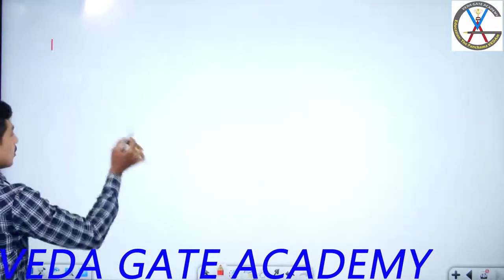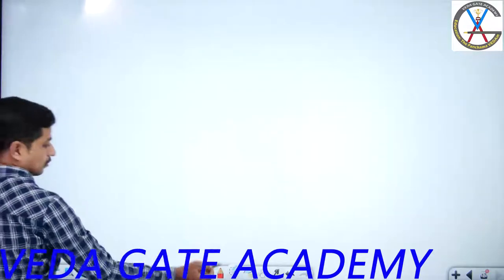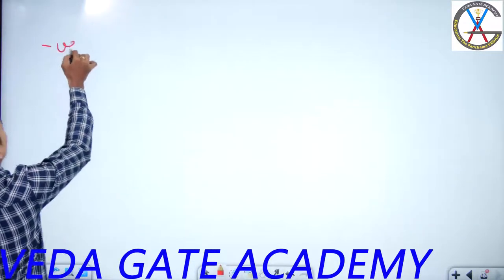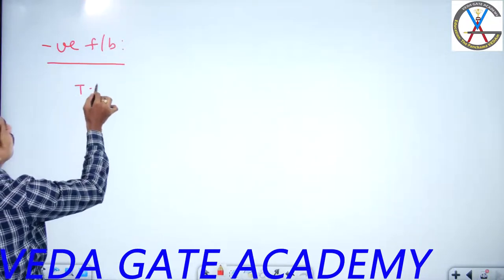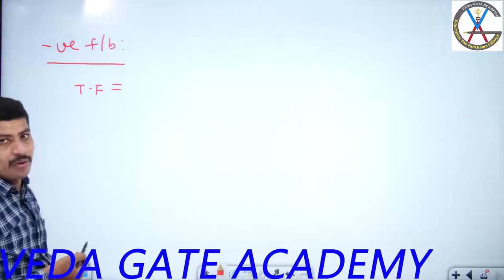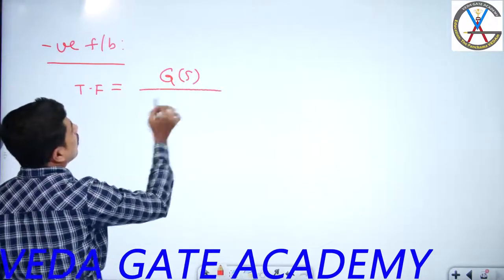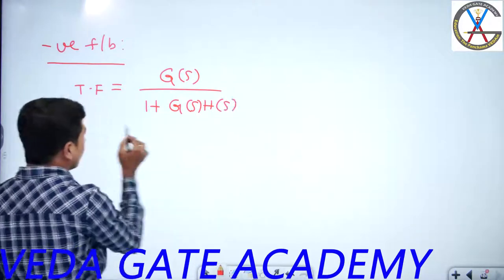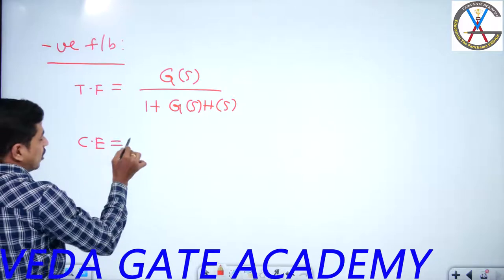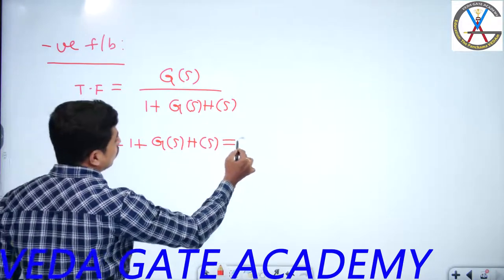Let's write negative feedback first. Negative feedback: the transfer function is G of s by 1 plus G of s into H of s. What is the characteristic equation? 1 plus G of s into H of s equal to 0.